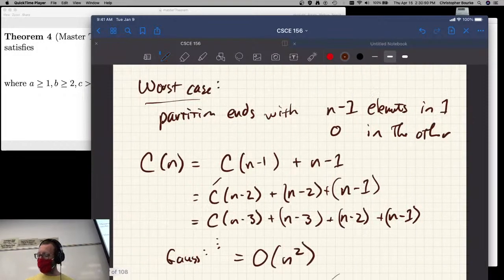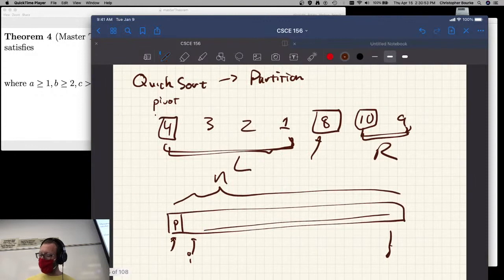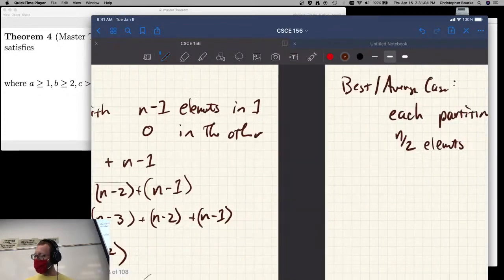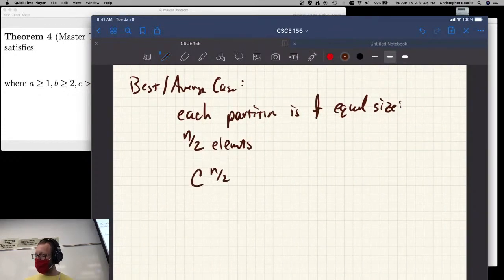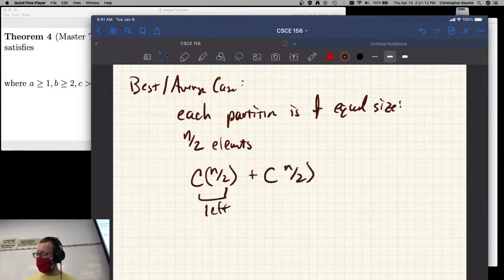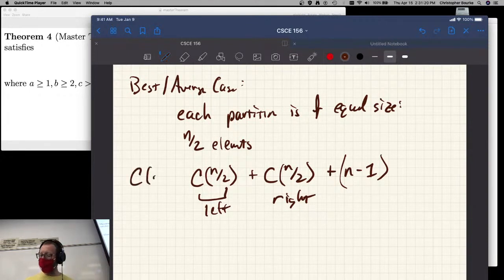Now, how many recursive calls do we end up making? If there are n divided by 2 over here, and the pivot element goes right in the center, and there are n divided by 2 over here, I have to recurse on the left and recurse on the right. But they're both about equal, and so I'm left with C sub n divided by 2 for the left recurrence, C sub n divided by 2 for the right, and I still have to do my partitioning, so I'm left with that. And there's my C sub n for quicksort: the number of comparisons that quicksort makes in the best or the average case.